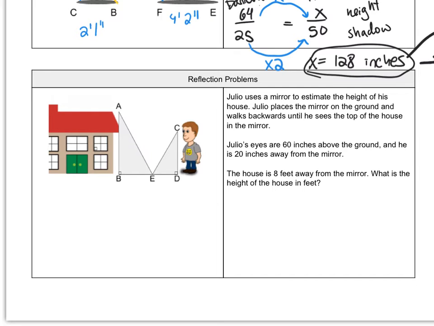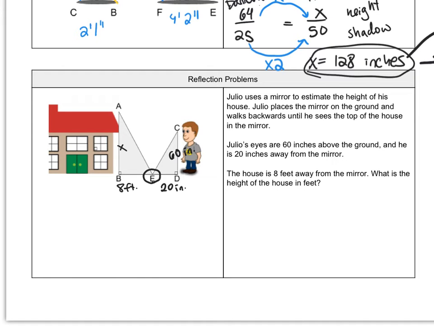Julio uses a mirror to estimate the height of his house. Julio places the mirror on the ground and walks backwards until he sees the top of the house in the mirror. So what that means is there is a mirror right here at point E. And Julio walks backwards until he can see the top of the house in the mirror. Now Julio's eyes are 60 inches above the ground, and he is 20 inches away from the mirror. The house is 8 feet away from the mirror. We want to know the height of the house.